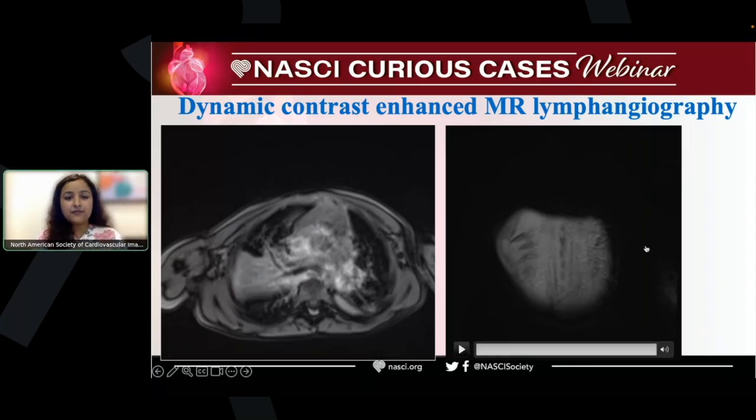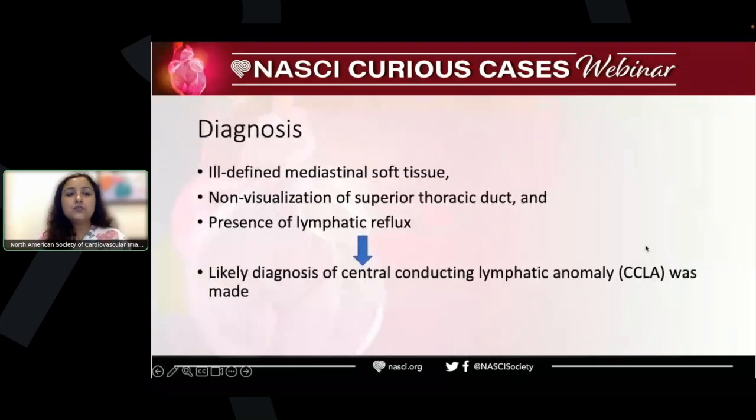reflux. So, ill-defined mediastinal soft tissue, non-visualization of the superior thoracic duct, and presence of lymphatic reflux, a likely diagnosis of a complex lymphatic anomaly was made. That is called a CLA, complex lymphatic anomaly. It has multiple types, and central conducting lymphatic anomaly is one type of complex lymphatic anomaly.